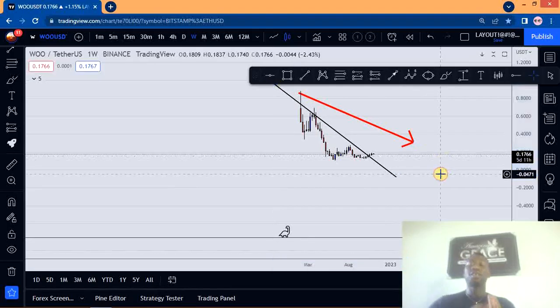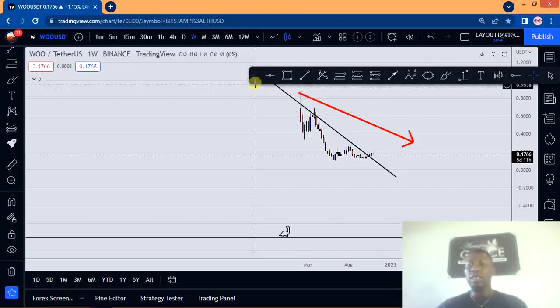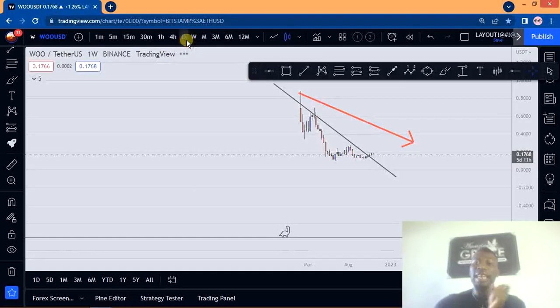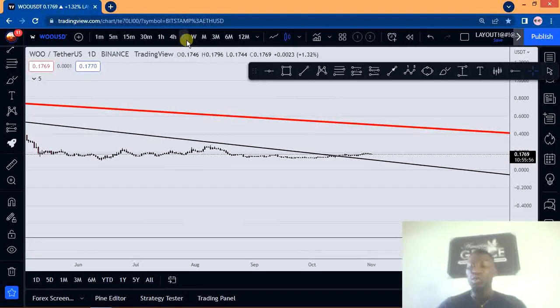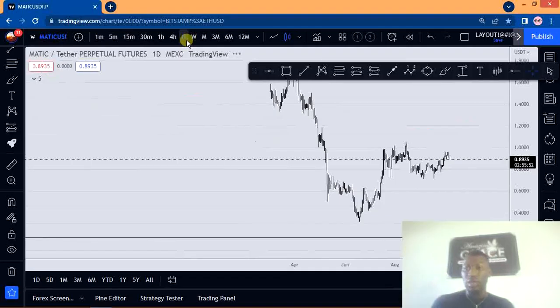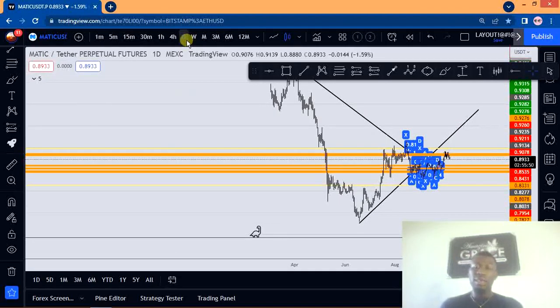So now we have been able to draw our trend line. We know that the market is bearish. Then we go to the daily time frame. The essence of the daily time frame right now is to draw two things. You can call them supply and demand areas.